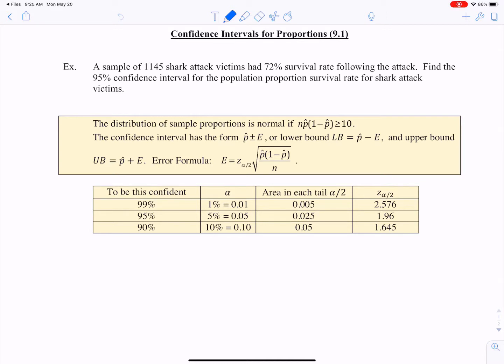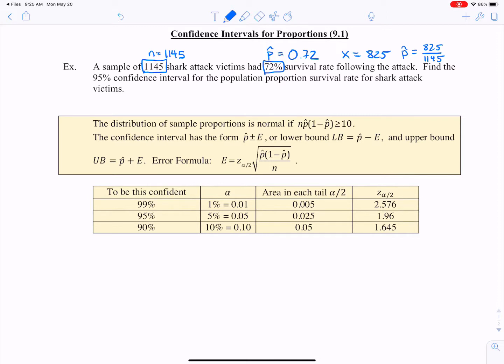So to get started, we first note that we had a sample of 1,145 shark attack victims. So our n is equal to 1145. And 72% of those survived the attack. So our p hat is equal to 0.72. Now it turns out I did not actually write this, but the x value, the number that actually survived, was equal to 825. And so p hat is equal to 825 divided by 1145. And that's where the 72% came from.